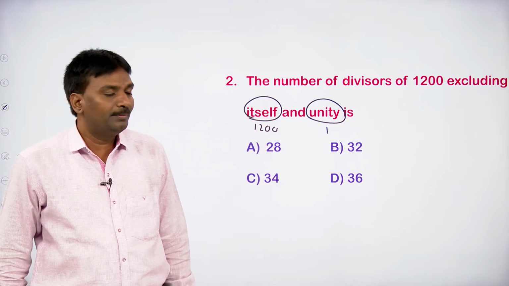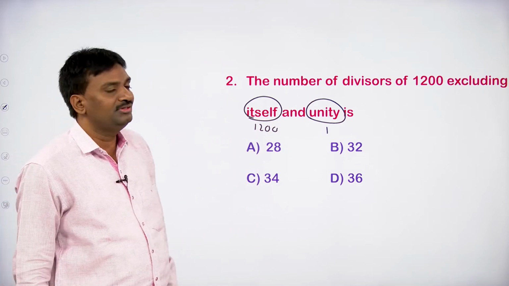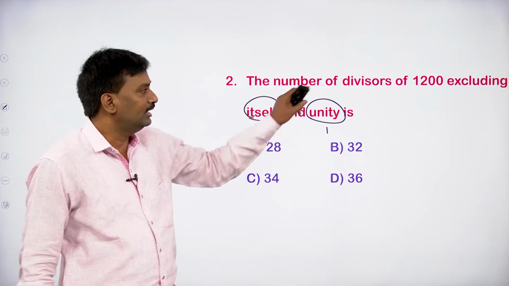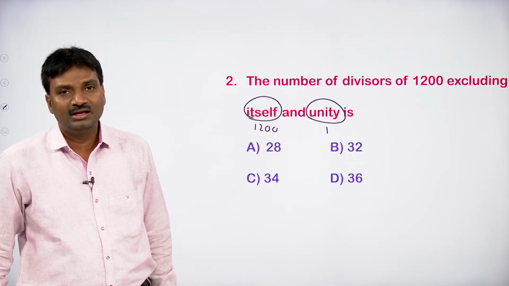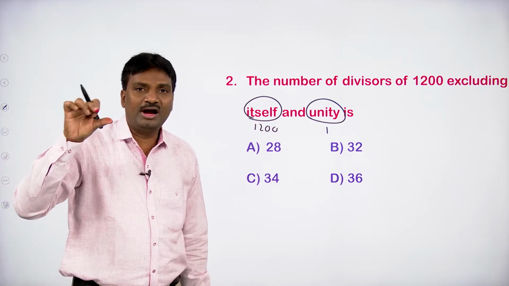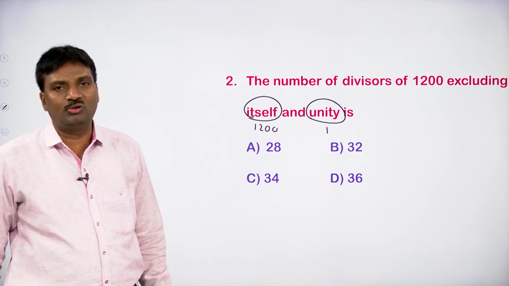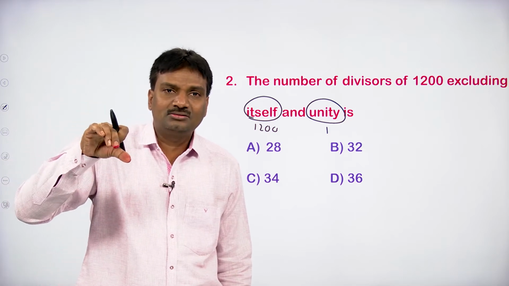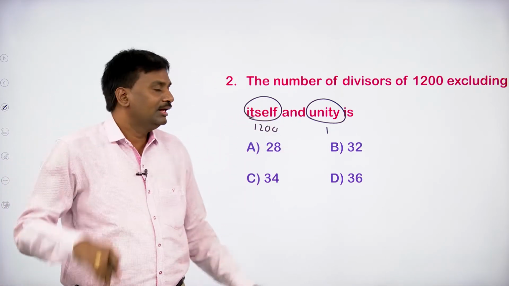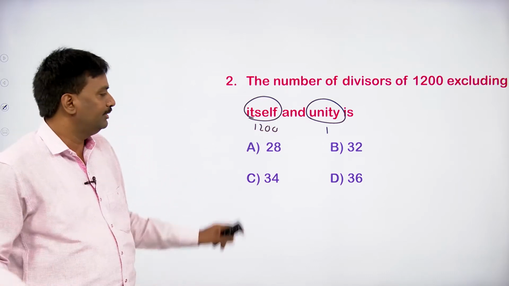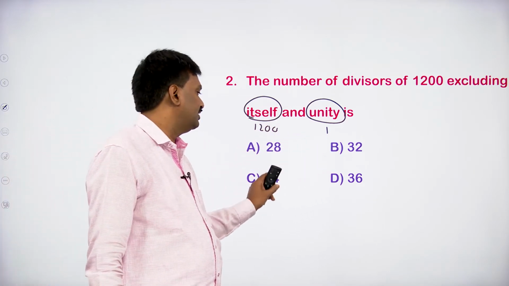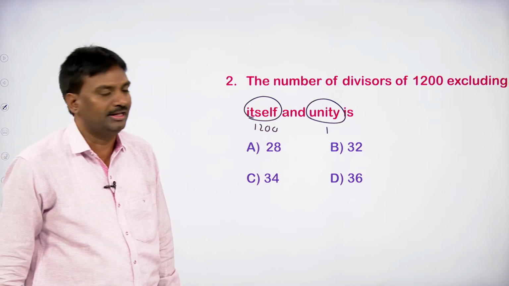But according to the problem, we have to find the number of divisors of 1200 excluding unity and itself. Itself is nothing but 1200 only. Unity means 1. So first let us find the total number of factors of 1200. After getting the total number of factors, from that we can exclude the number 1200 and 1. You will get any one of the given 4 options. Option A 28, option B 32, option C 34 and option D 36.